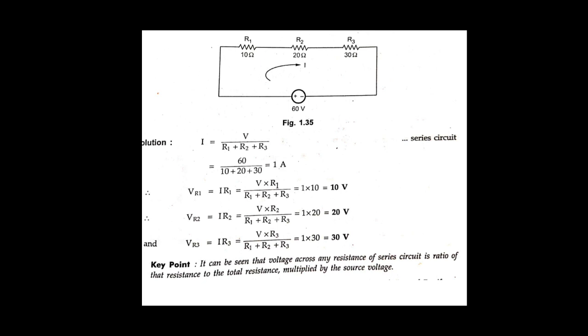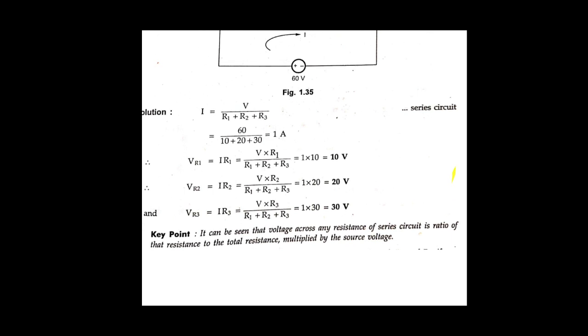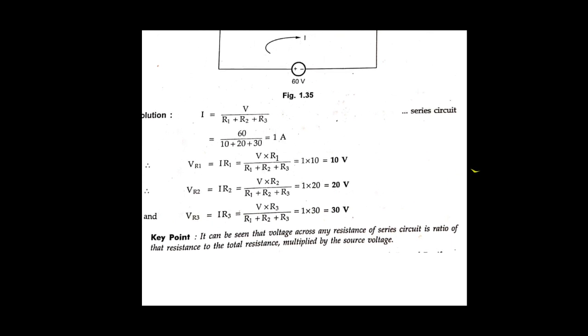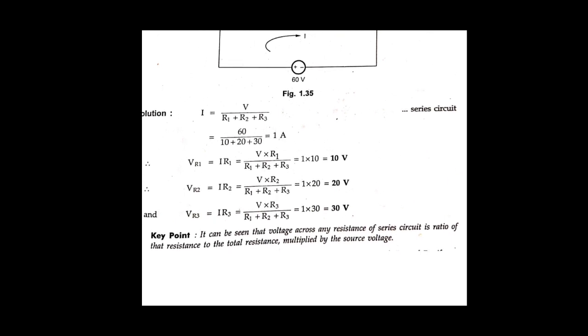Okay, see here, the values of VR1, VR2 and VR3 total 60 volts. Okay, and the total voltage source value is 60 volts. So based on the KVL law, the algebraic sum of all voltages is equal to 0. It means that the KVL law can be verified here.